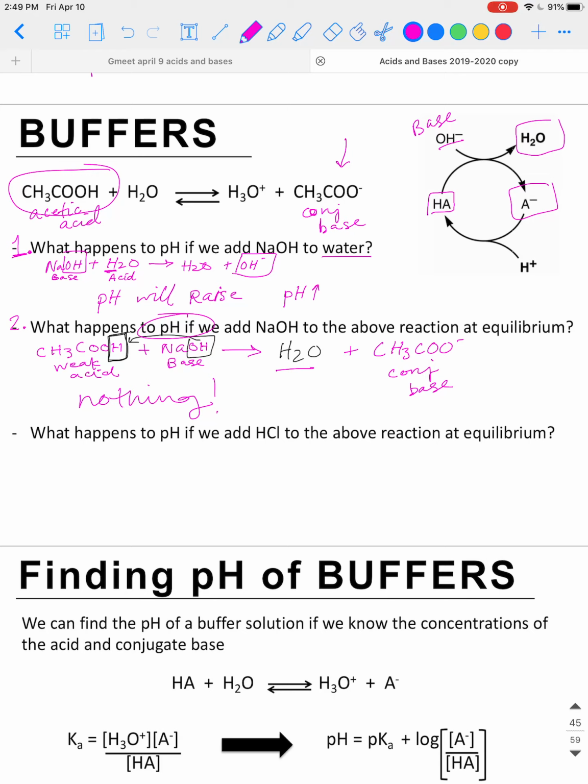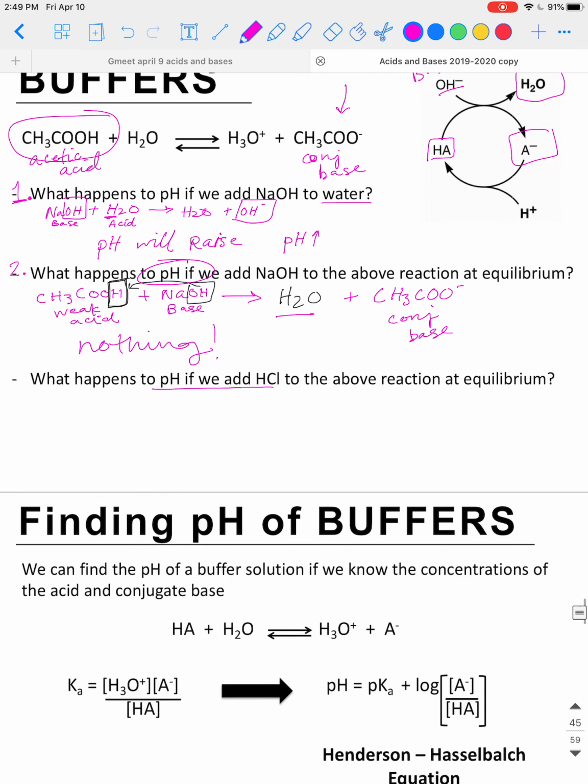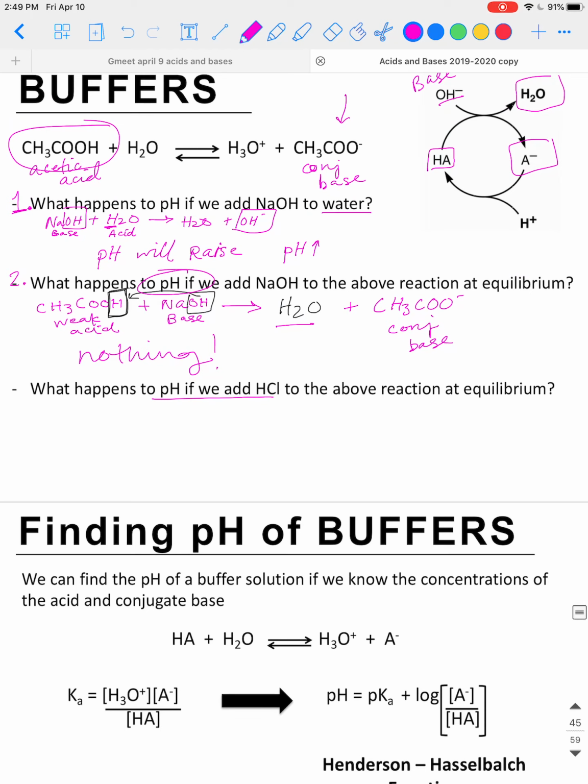Because we create substances, species that will not affect pH. Water and the conjugate base will not affect pH. Okay, what happens to pH if we add HCl to this acetic acid buffer system?